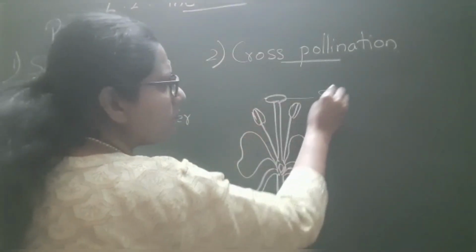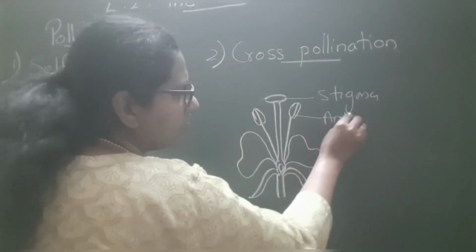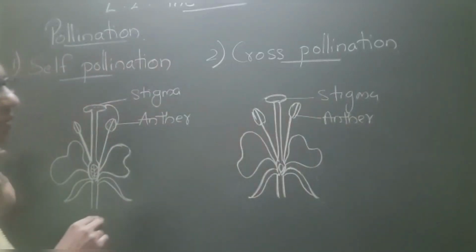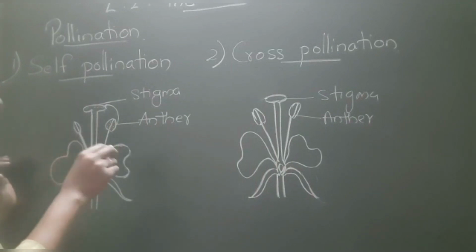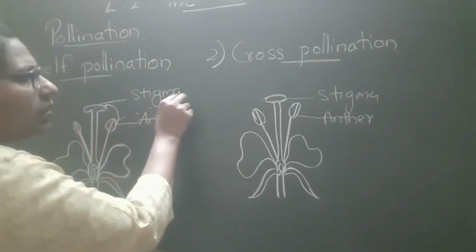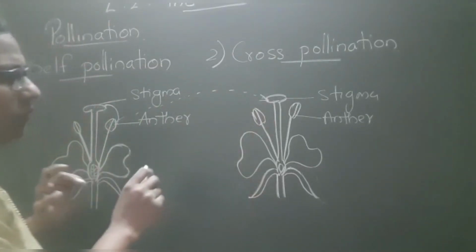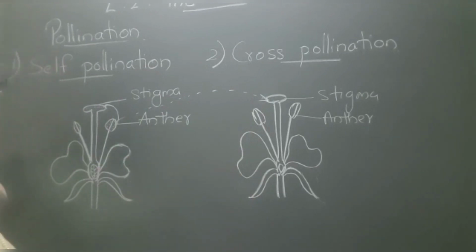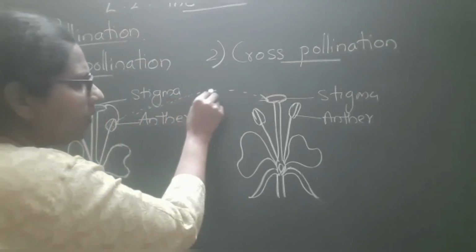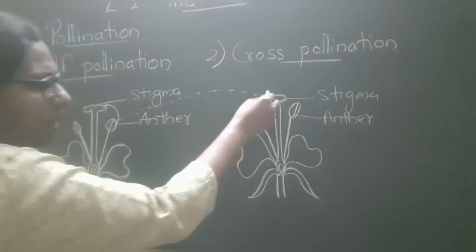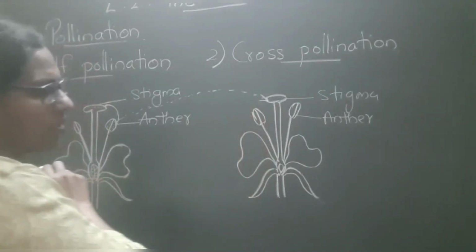This is stigma and this is anther. Pollen grains carried from the anther to the stigma of a different flower of the same species is called cross-pollination.